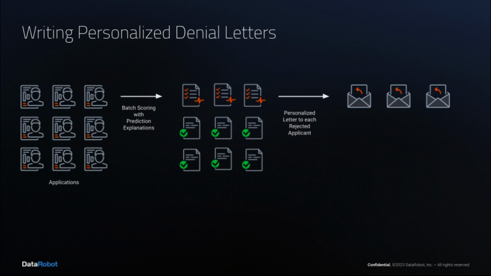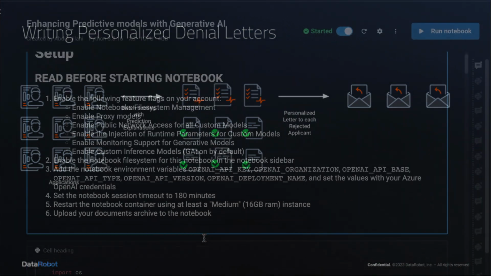After prototyping, this work would then be integrated with other enterprise systems. In the demonstration, you'll see a batch scoring job for a group of loan applicants. After the rejected applicants are filtered out, you'll see the denial letter being written for one of those applicants based on the prediction explanations. While we only show one letter being written, the process would be repeated for each rejected applicant, and each letter would be different.